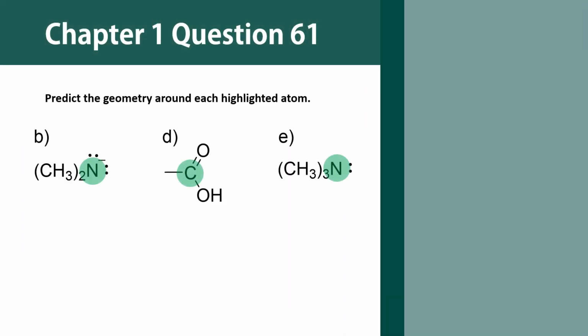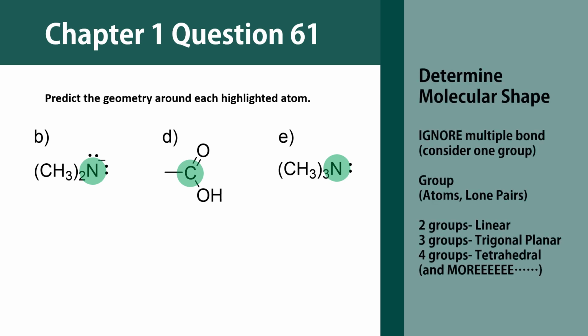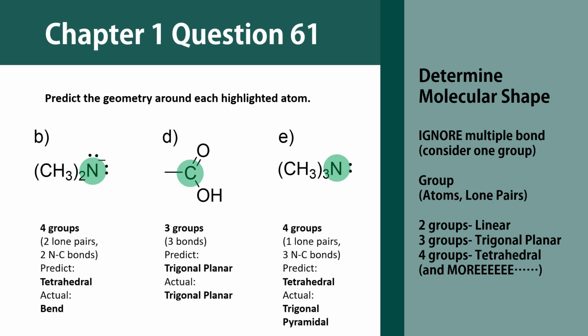Question 61. Predict the geometry around each highlighted atom. To determine molecule shapes, we count the groups around the atom, where a multiple bond is considered one group. So for B there are 4 groups, D has 3 groups, and E has 4 groups. For B, it's predicted tetrahedral, but since there are 2 lone pairs, it's a bent shape.